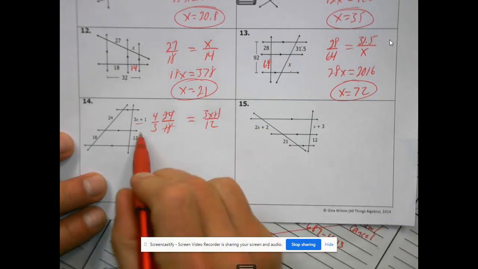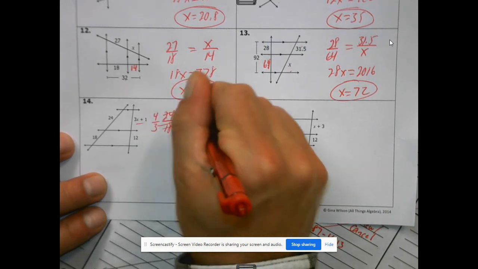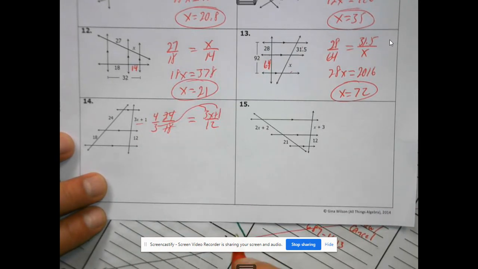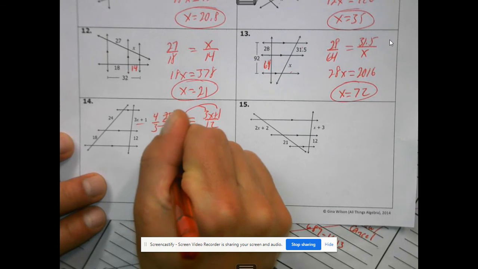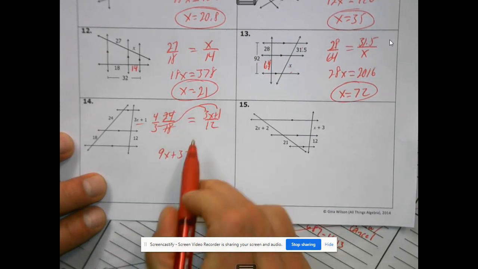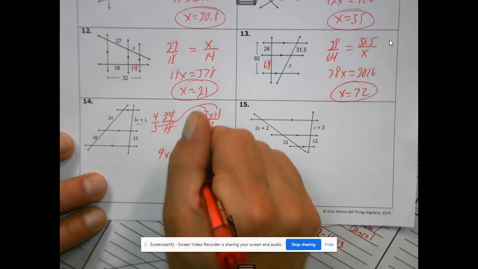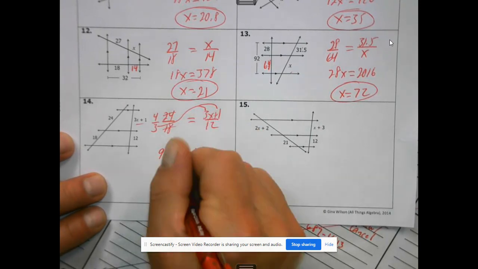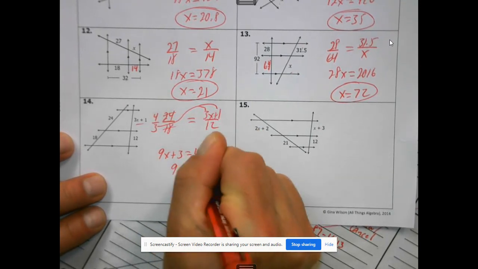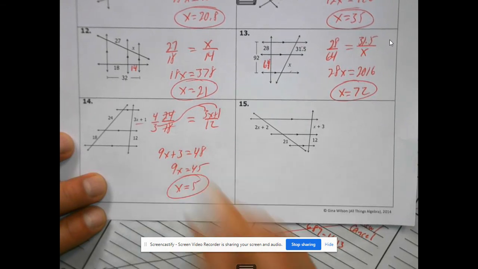So you still got to cross multiply. Your 3 hits both pieces. So that would give us 9x plus 3. And then 4 times 12 is 48. Subtract 3. 9 goes in there 5 times.